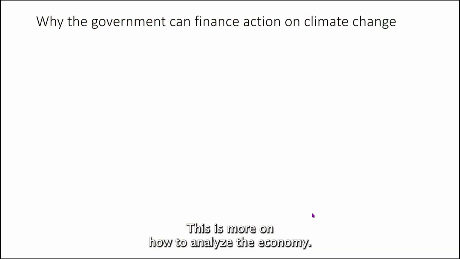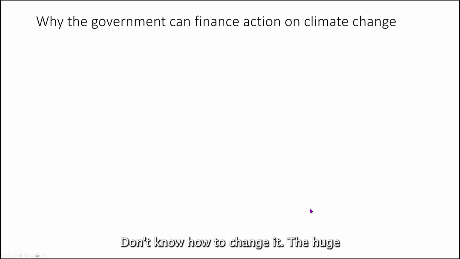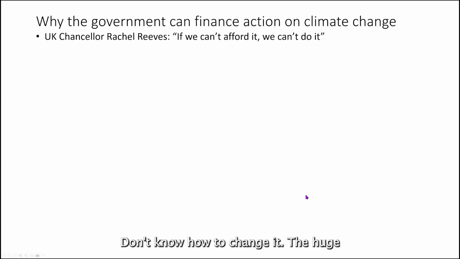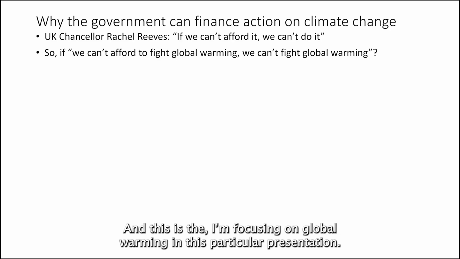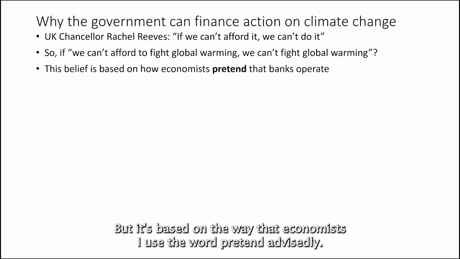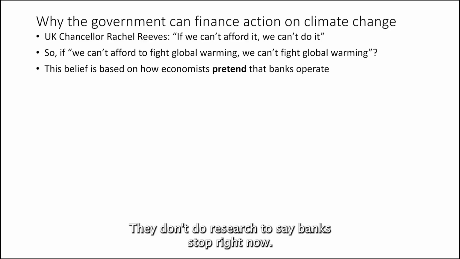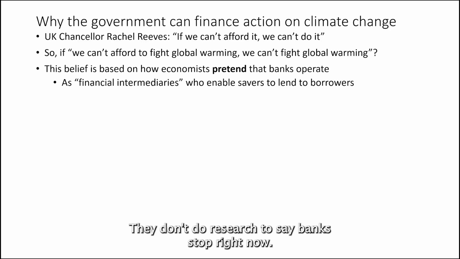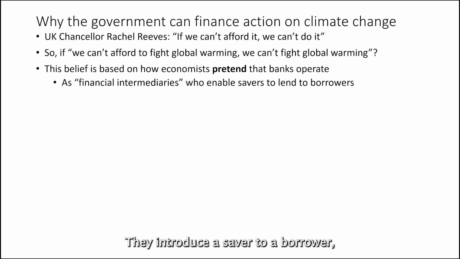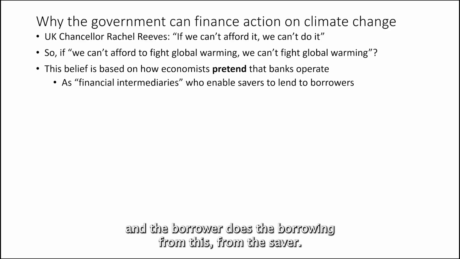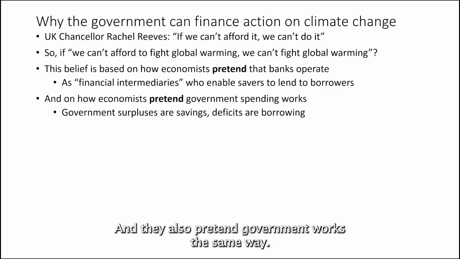This is more on how to analyze the economy than on how to change it. A huge focus globally is we can't afford to do it if we haven't got the money. And I'm focusing on global warming in this particular presentation, but it's based on the way that economists, and I use the word pretend advisedly, don't do research to say banks operate, and they say banks are what they call financial intermediaries. So they don't actually lend, they introduce a saver to a borrower, and the borrower does the borrowing from the saver. And they also pretend government works the same way.